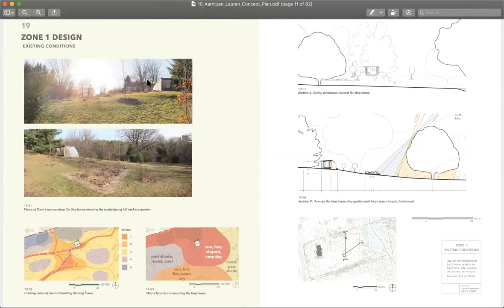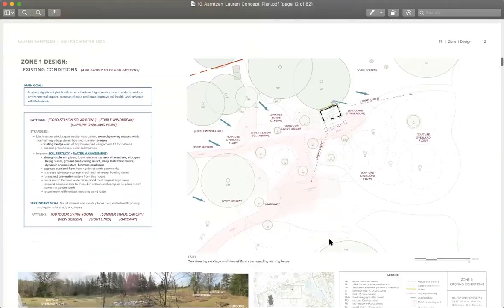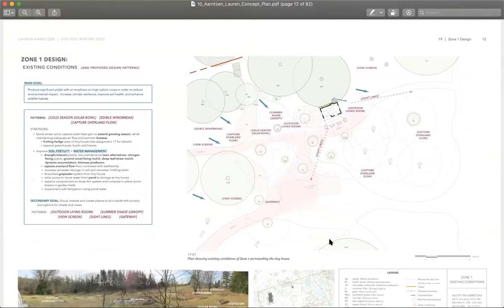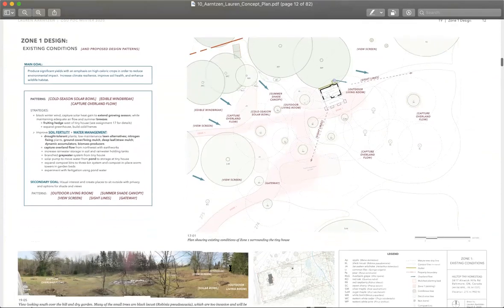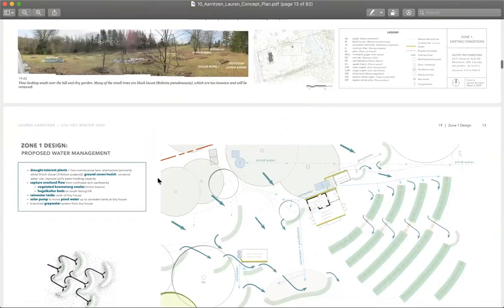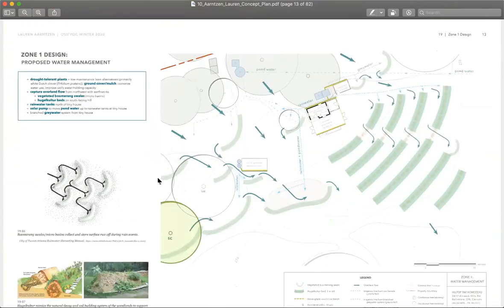So she's landing me in the site to really let me know what that zone is. Not just a plan view, but letting me know what is there existing. And then we go into the existing conditions and the proposed design patterns. And so she's leveraging off the previous assignment, giving me a sense of it. And then she's starting to put in some of these elements to let me know this is the dry garden, the solar bowl, the living room outdoors, to really make me understand what the site is. She's giving me a water management layer.